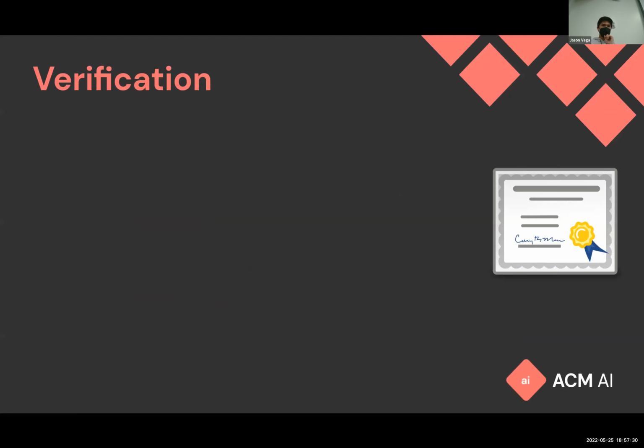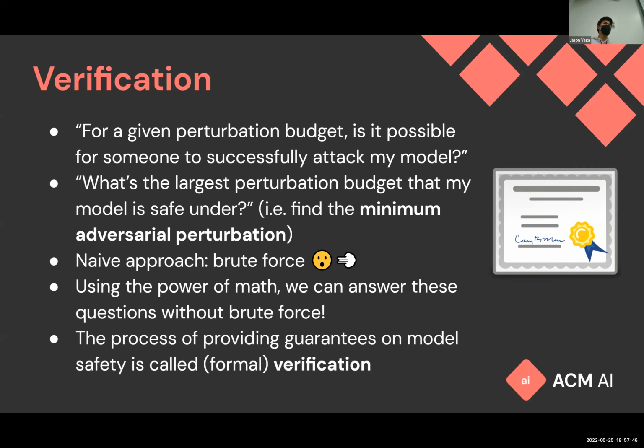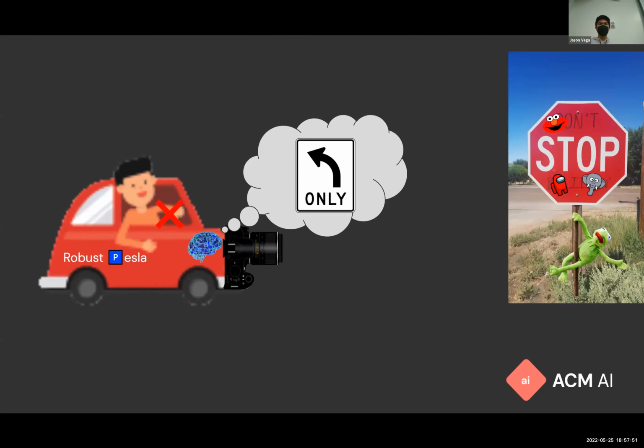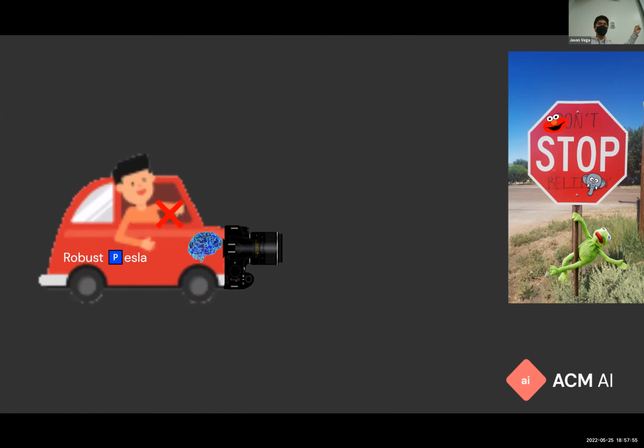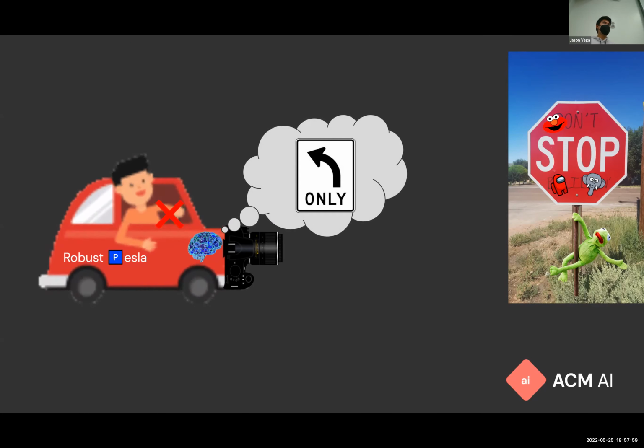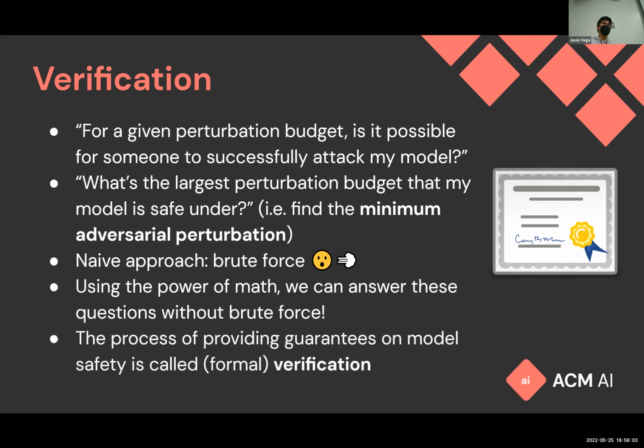I'll blast through these last few slides. They're mostly informational if you want to learn more. The other two aspects of this field are, first, verification. Verification is asking how we can know in advance that our car would be okay with this but not okay with that. Naively, you would run through every possible perturbation and see if it succeeds, but that's brute force, and not very good. Using some clever math, you can verify much more quickly whether or not an attack would succeed.